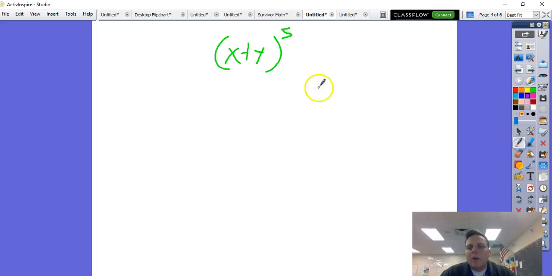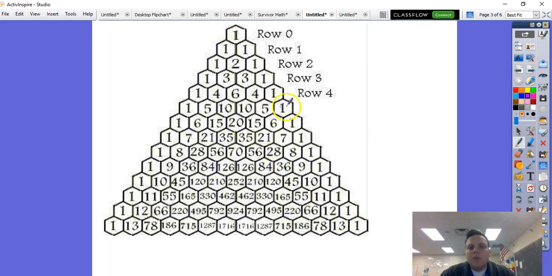Here's how you do this problem. First off, do you see how this is being raised to the 5th power? That means we go to row 5 right here. These will be my coefficients on those terms. Maybe you're saying, what? What are you talking about?